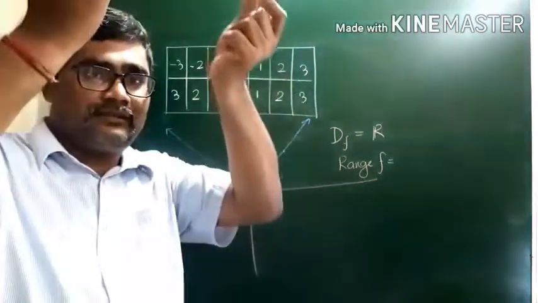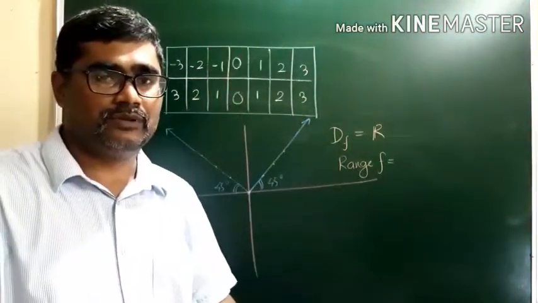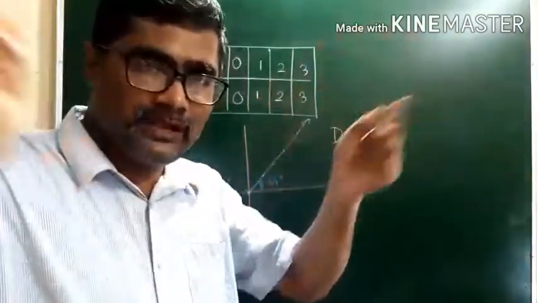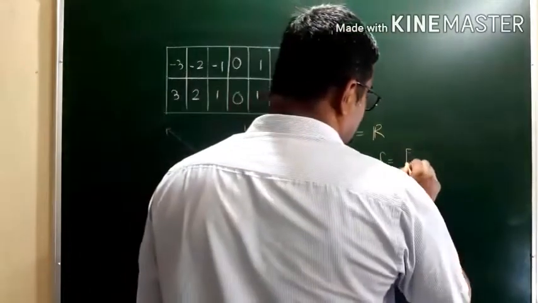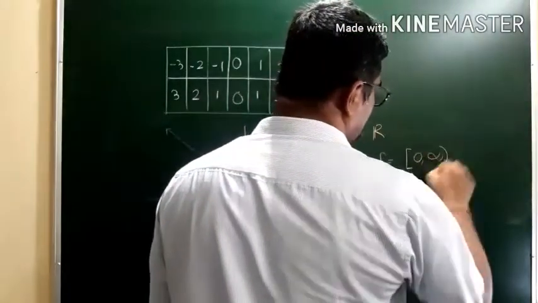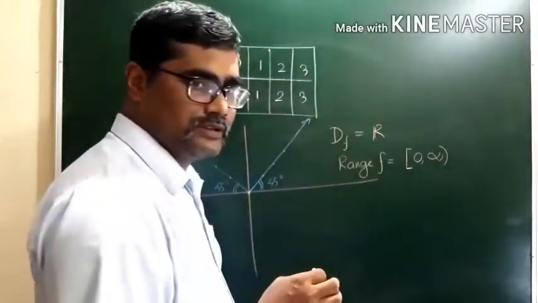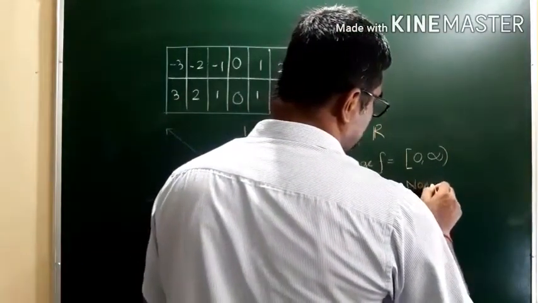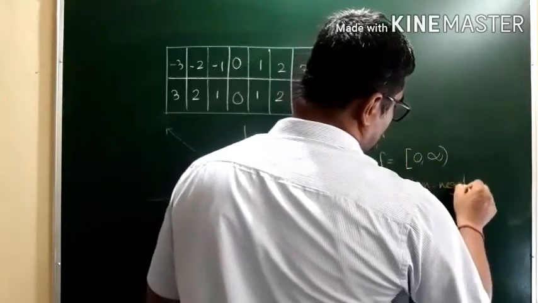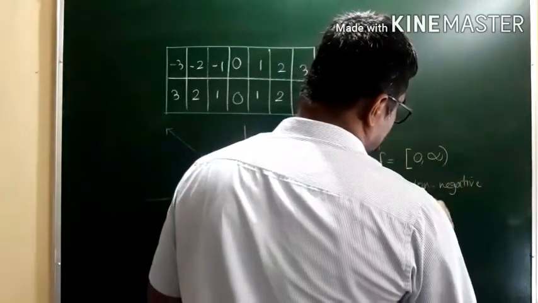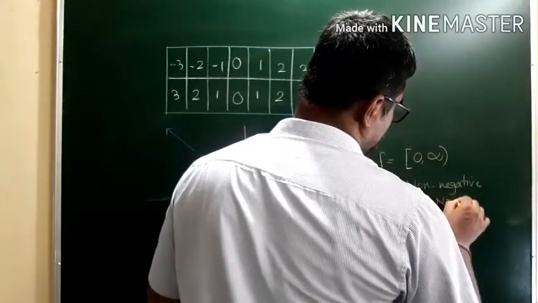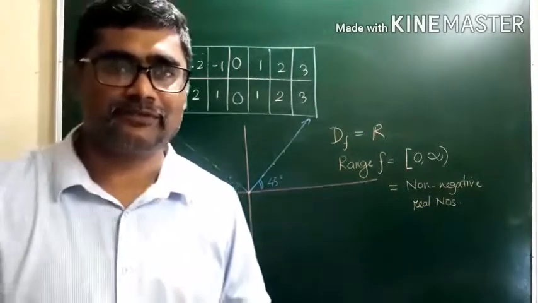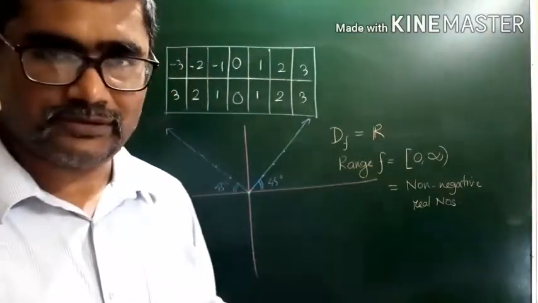And then above the x-axis means all positive. So it should be either 0 or positive real numbers. So it will be 0 to infinity. You can write it like this. This is one of the ways, right? Yeah, you can write non-negative real numbers, right? So like this, this is the graph of the modulus function, right?